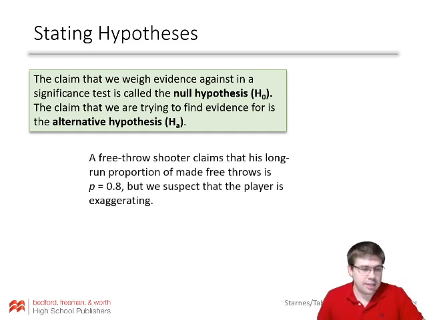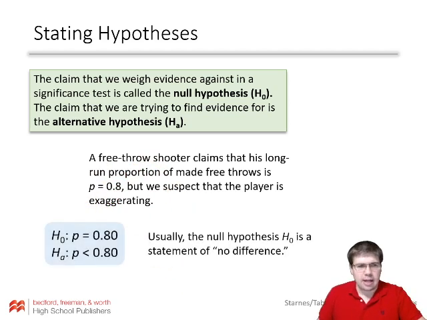So an example of this: a free throw shooter claims that his long-run proportion of made free throws is p equals 0.8, but we suspect the player is exaggerating. So we're going to perform a significance test of this based on a sample of data. So we're still doing inference. We're using our statistic to draw conclusions about a parameter. And so our null hypothesis is an equal-to hypothesis. It's a statement of no difference. And so that's how we start out. And then the alternative hypothesis is what we're trying to find evidence for.